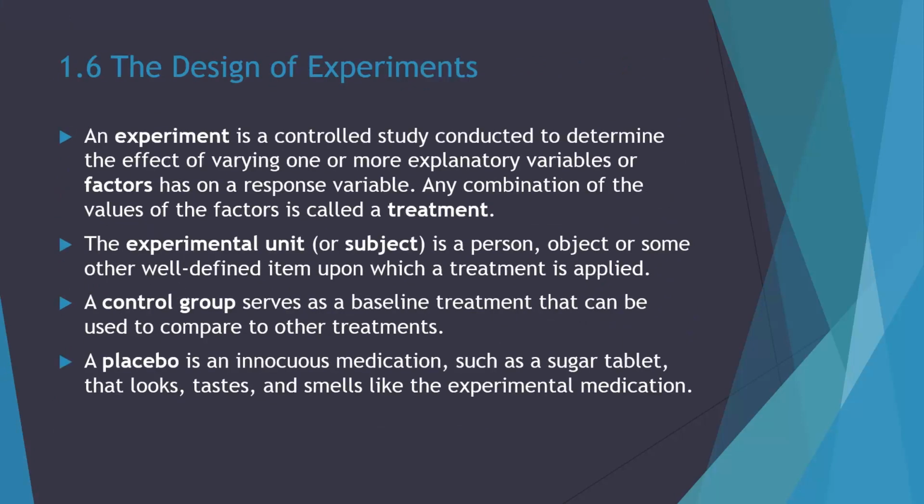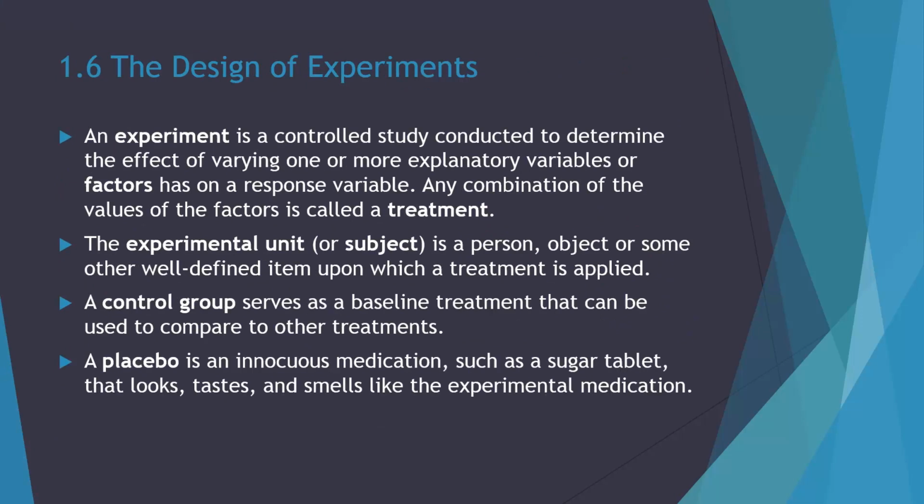Section 1.6, the final section of this chapter, looks at the design of experiments. So an experiment is a controlled study conducted to determine the effect of varying one or more explanatory variables or factors has on a response variable. Any combination of the values of the factors is called a treatment. The experimental unit or subject is a person, object, or some other well-defined item upon which a treatment is applied.